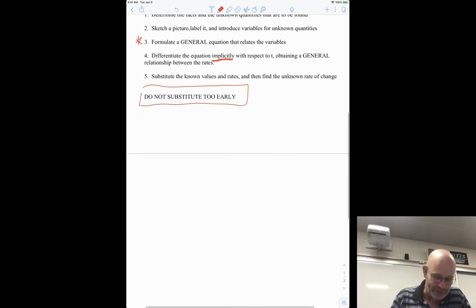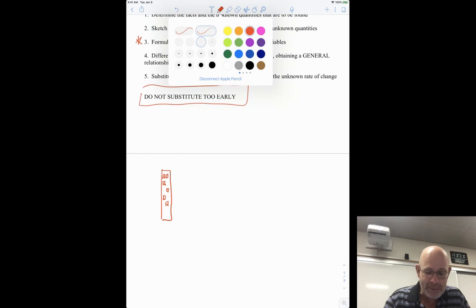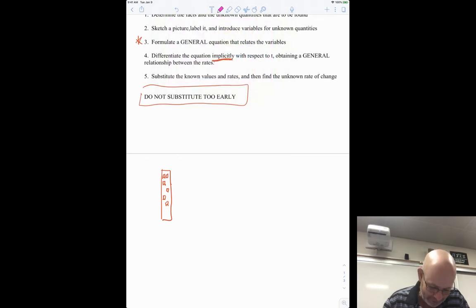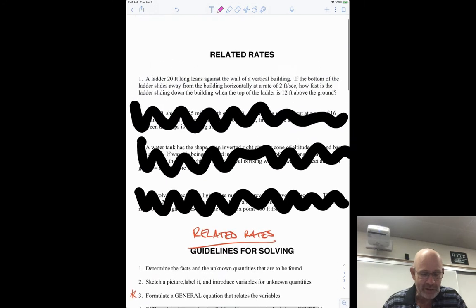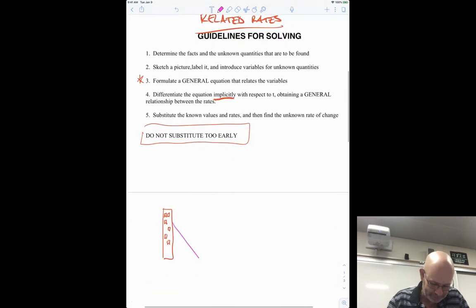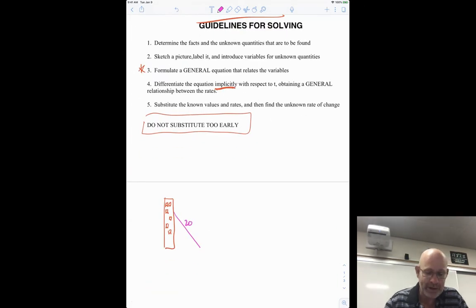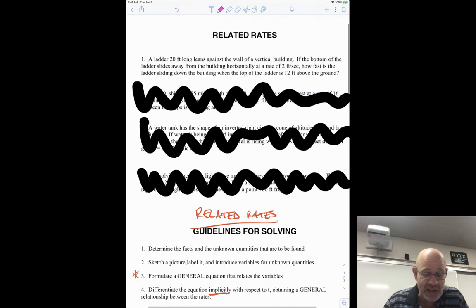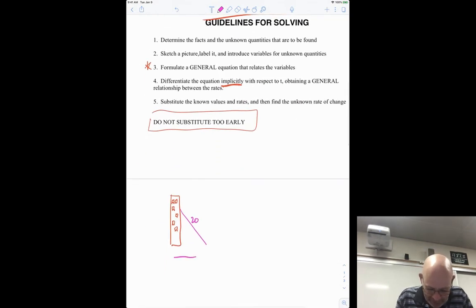I'll go back and forth to that. Basically, we have a building. Here's my building. Is that all right? Don't make fun of my building. Sometimes I see really cool buildings. We got this ladder that's leaning against this building. Okay. The ladder is 20 feet long. Okay. The ladder starts to slide away from the building horizontally at a rate of 2 feet per second. So I'm just going to draw this. It starts to go this way at 2 feet per second.